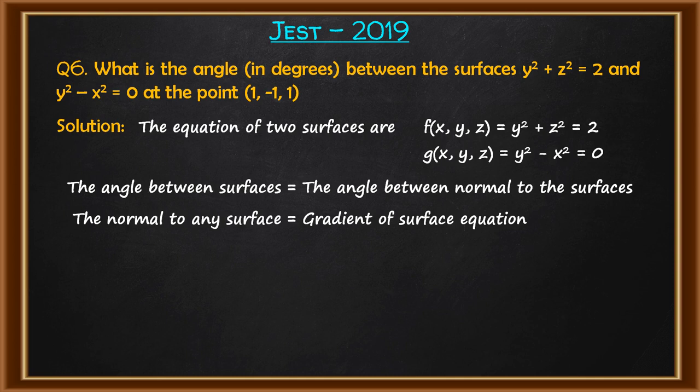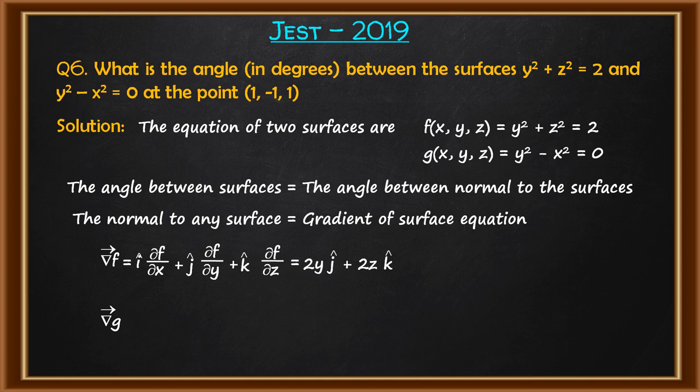So let's do that. The normal vector to the first surface, that is gradient of f, will be equal to i cap del f by del x plus j cap del f by del y plus k cap del f by del z, which comes out as 2y j cap plus 2z k cap. Similarly, for the second surface it is i cap del g by del x plus j cap del g by del y plus k cap del g by del z, which comes out as minus 2x i cap plus 2y j cap.